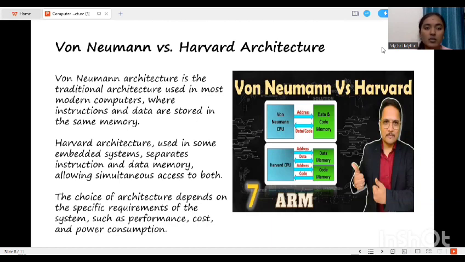Von Neumann versus Harvard architecture. Von Neumann architecture is a traditional architecture used in most modern computers where instructions and data are stored in the same memory. Harvard architecture, used in some embedded systems, separates the instruction and data memory, allowing simultaneous access to both. The choice of architecture depends on the specific requirements of the system such as performance, cost, and power consumption.